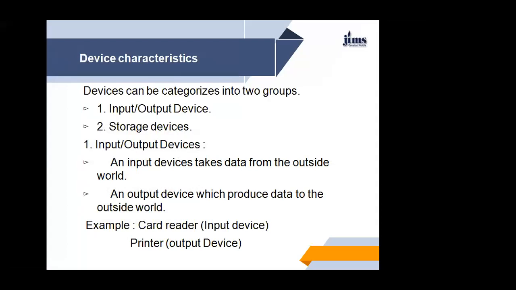Now we will discuss device characteristics. Devices can be categorized into two groups. One is called input output devices and another is storage devices. Input devices take data from the outside world, and output devices produce data to the outside world. Examples of input and output devices are card reader and printer. These are all examples of input output devices.